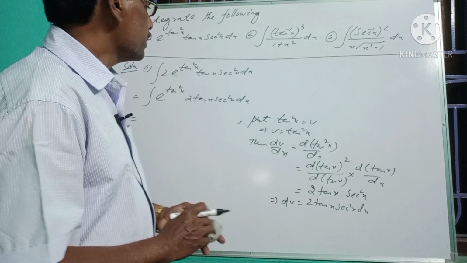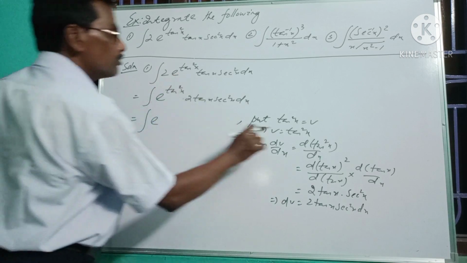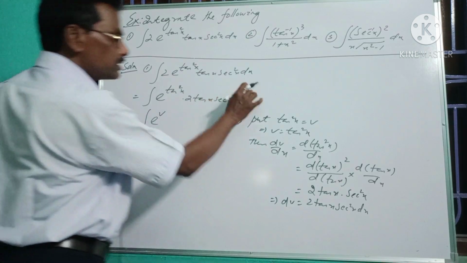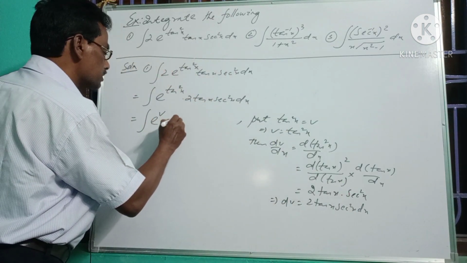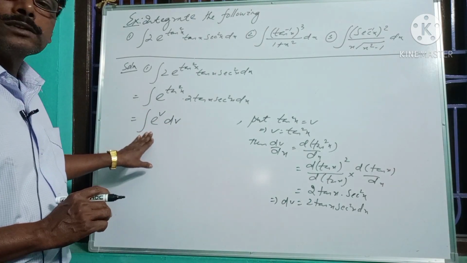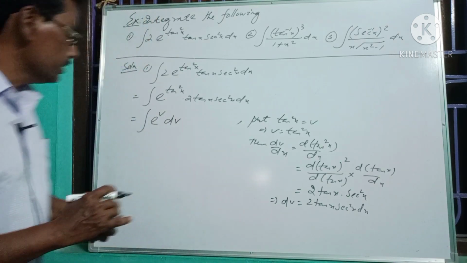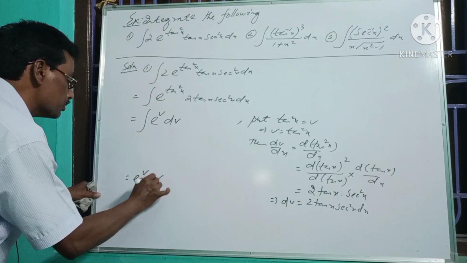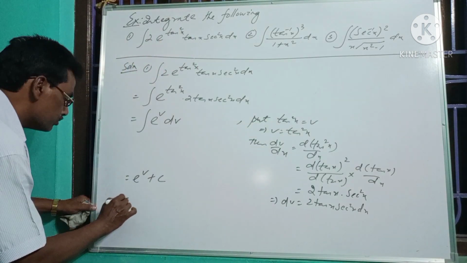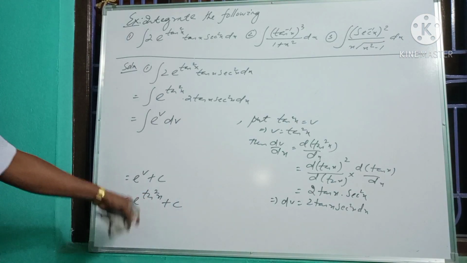Now replacing v and dv, we got integration of e to the power, and in place of tan square x we put v. So we have integration of e to the power v, and in place of 2 tan x into sec square x dx, we have dv. So we got integration of e to the power v with respect to v, which is in easy form, that is integration of e to the power x with respect to x, and it is integrable. So this integration will be e to the power v plus c, where c is the constant of integration. Replacing back v as tan square x, we have e to the power tan square x plus c. So now the integration is over, where c is the constant of integration.